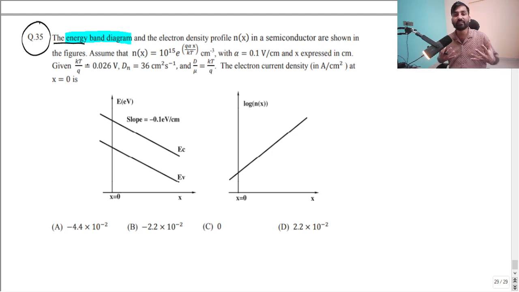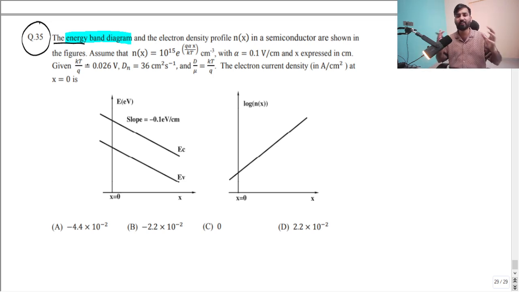Now they are asking what is the electron current density in ampere per centimeter square at x equal to 0. So they want us to compute the electron current density. They did not mention whether they are asking for the drift current or the diffusion current. In fact, they did not talk about equilibrium also. So what I will assume here is that the given energy band diagram and given semiconductor material is in equilibrium.